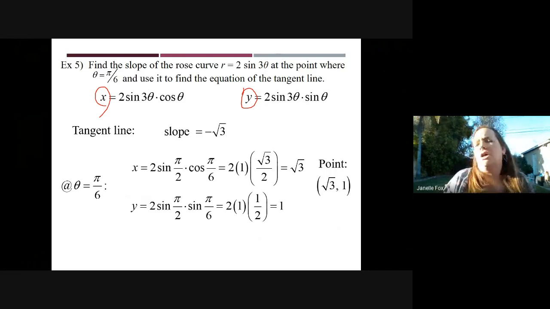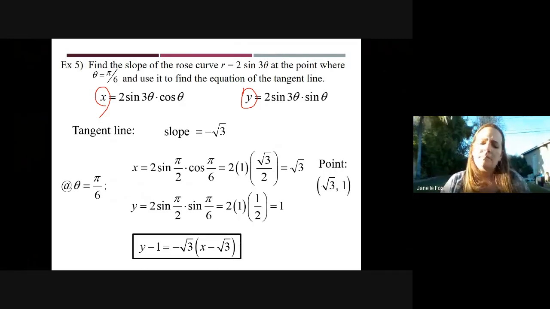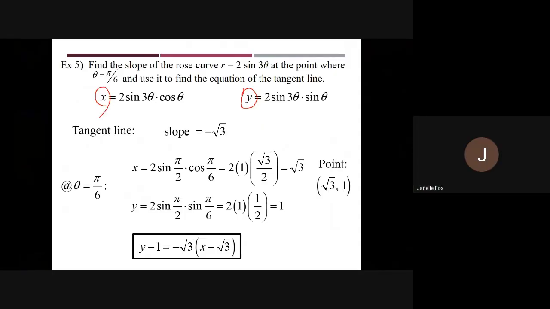And then so easy. We write it in point slope formula. And here is the equation of my tangent line. Y minus 1 equals negative 1/3 times x minus rad 3. And that's it. Good to go. This is how you would write the equation of a tangent line and find the slope using polar. So fun.